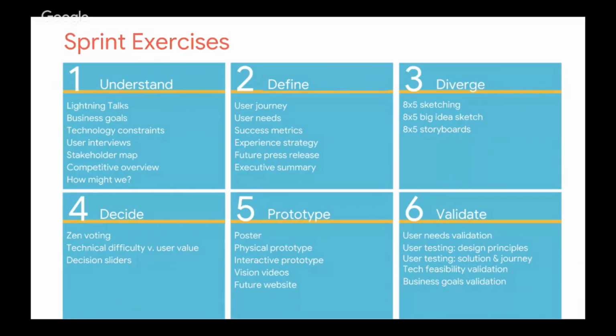Second is define. And here is where you go through the user journey, think about the user needs, define the success metrics, and perhaps do something like an experience strategy or an executive summary. Third is where we begin to diverge into sketch. So this is where you'll start doing a lot of paper drawings. We do something called Crazy Eights, and you can storyboard some of your ideas. This is where they start to take shape.